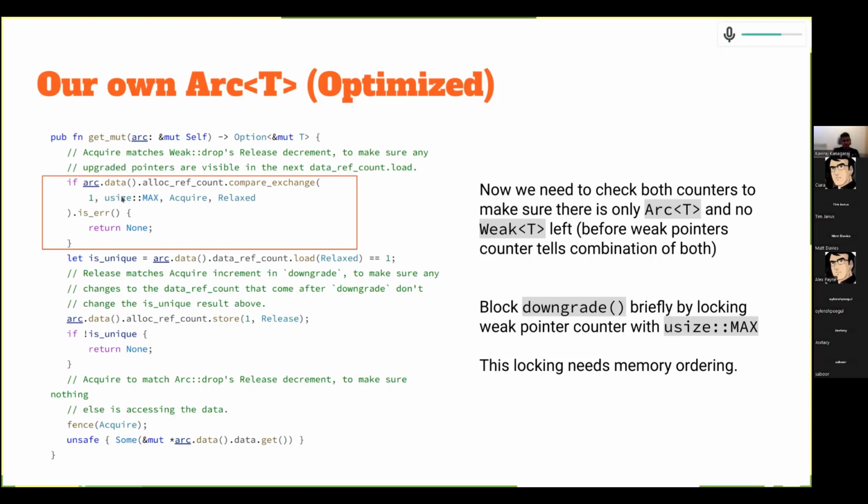We do this lock by putting a delimiter value, usize max, so that if anyone calls the downgrade function from a different thread, it will do a spin lock and wait for this to finish. Then we give out the exclusive reference only if both counts are 1. First we check the alloc ref count, then the data ref count, and if both are 1, we give out the exclusive reference. Did I miss anything here?